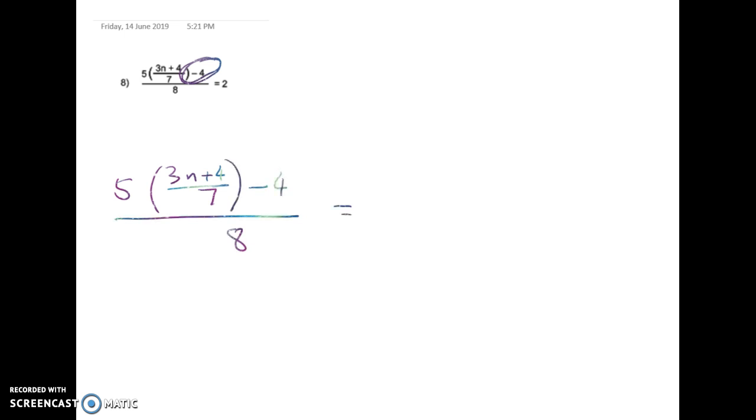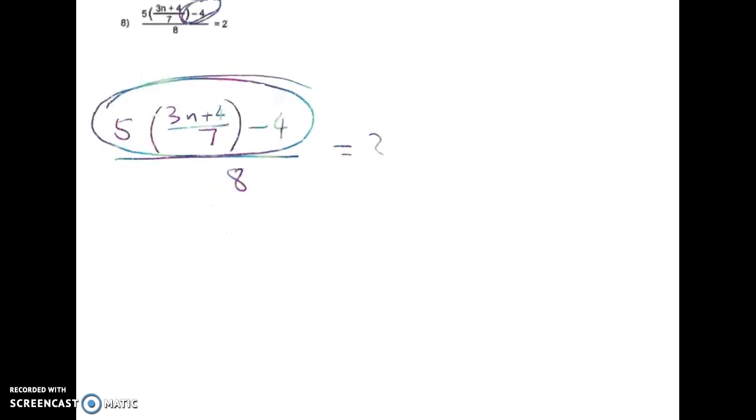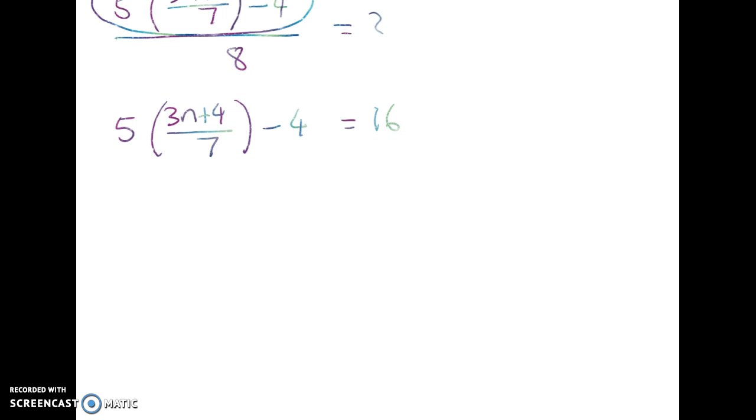Well, the last thing that happened is that all of that numerator got divided by 8. So I'm going to start here by multiplying both sides by 8. This is what we get. Multiplying both sides by 8, we get 16. Now we're going to add 4 to both sides. I'm adding 4 to undo the take away 4, so we're keeping it balanced.